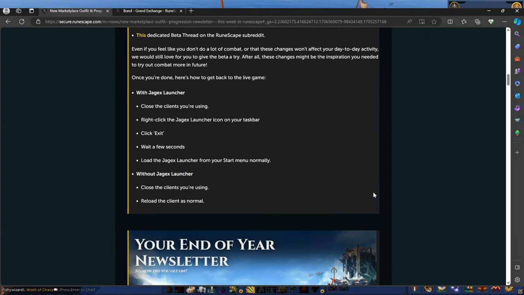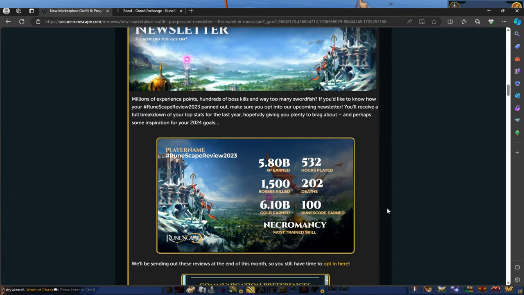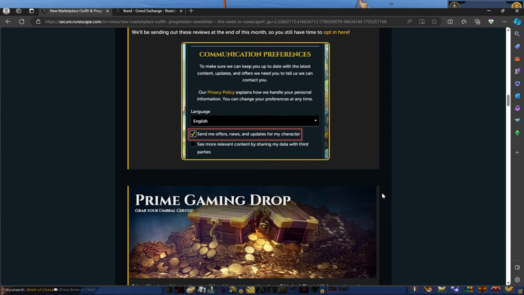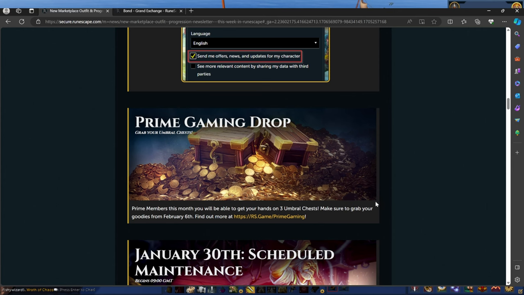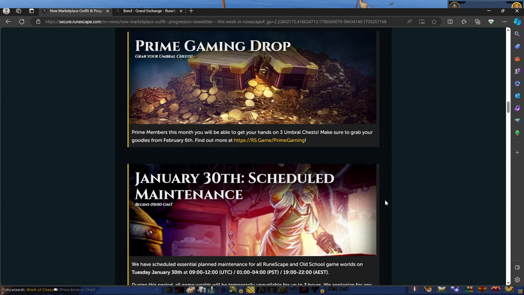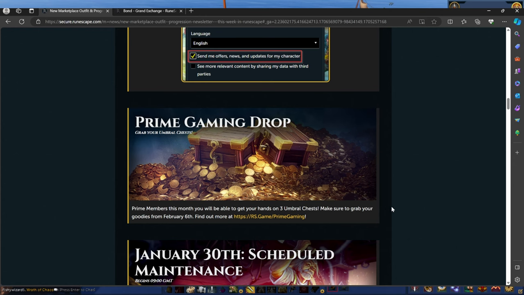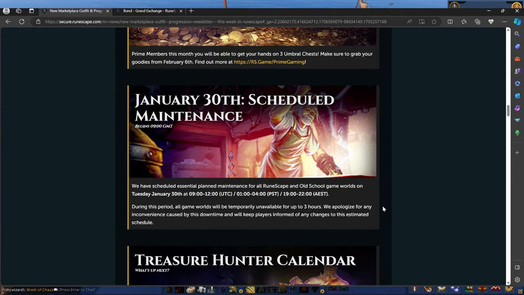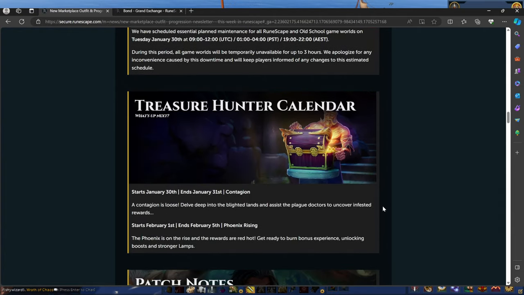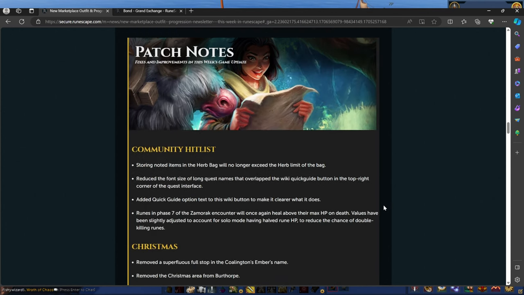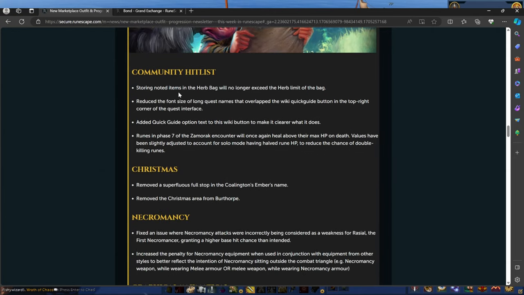And scroll down some more, and we see a newsletter. Okay, just some stats. Sure. I guess we're going to get our personal letters. A Prime Gaming drop connected to Twitch. I mean, that's nice. Sure. I don't know why this is an update related to RuneScape though. Some maintenance, okay. Treasure Hunter calendars, you know, some more MTX and some patch notes. So what do we got on these patch notes?